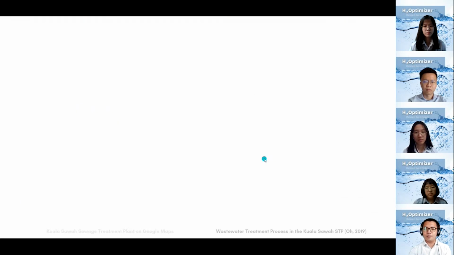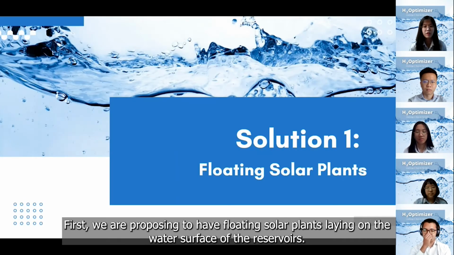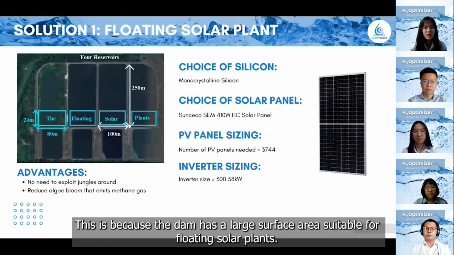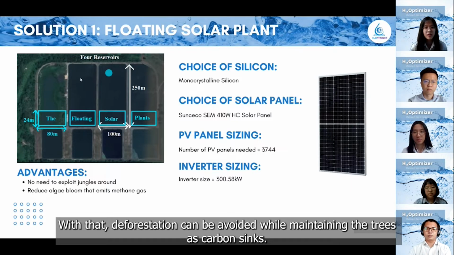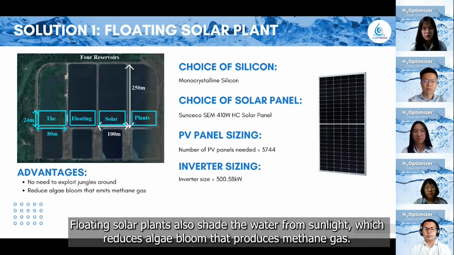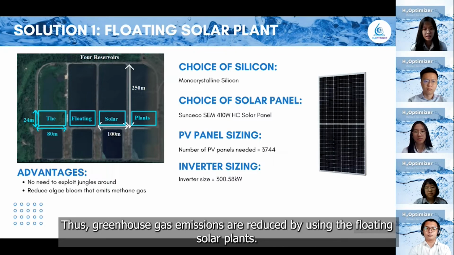First, we are proposing to have floating solar plants laying on the water surface of the reservoir. This is because the dam has a large surface area suitable for floating solar plants. With that, deforestation can be avoided while maintaining the trees as carbon sinks. Floating solar plants also shade the water from sunlight, which reduces algae bloom that produces methane gas. Thus, greenhouse gas emissions are reduced by using the floating solar plants.